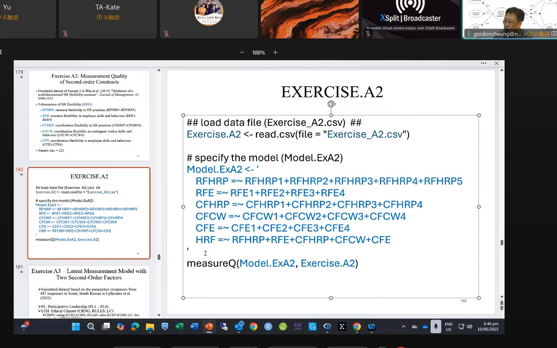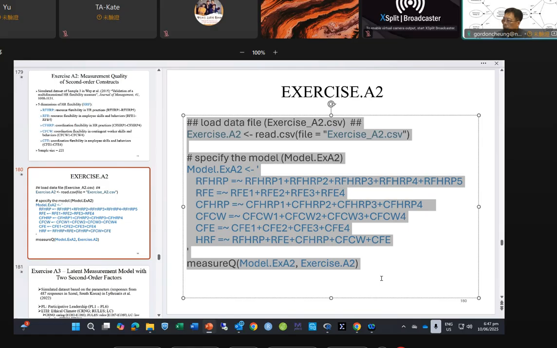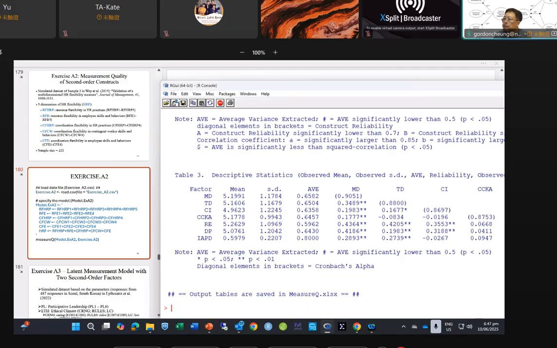This is the way to do it in MeasureQ. One reminder, if you have a second order factor, it must be defined at the very last. So you must define all the first order factors before you define any second order factor. Otherwise, you cannot find the dimensions. So I have completed. You need to complete this line on your slides. Now, let's copy and paste this and run it to see the results.